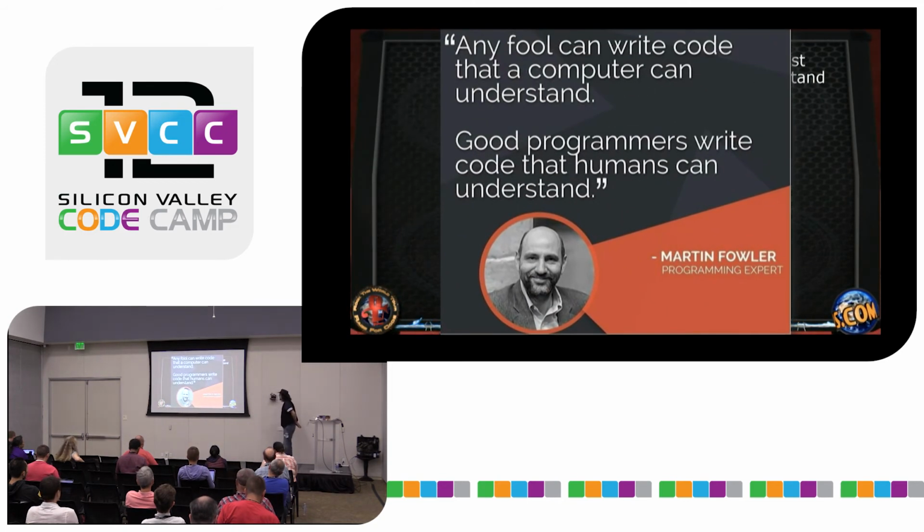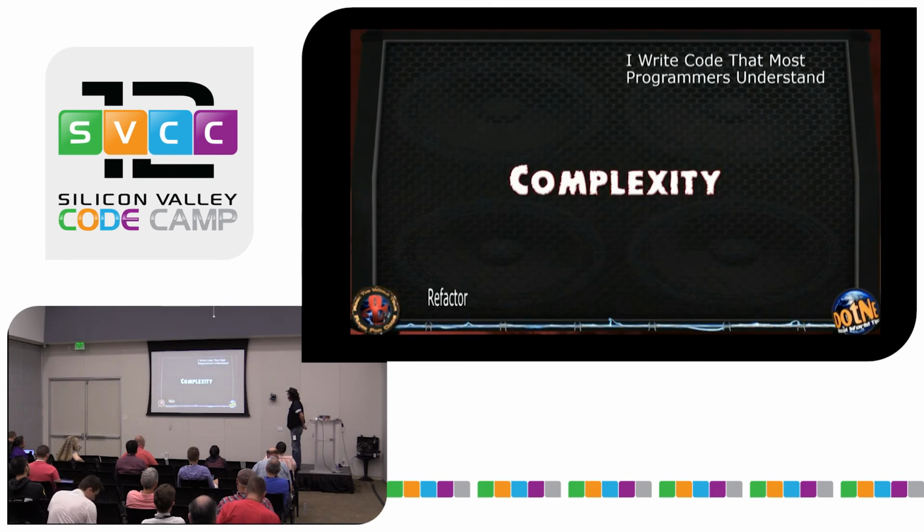So Martin Fowler, most of you have heard of him, says any fool can write code that a computer can understand. Good programmers write code that humans can understand. Yes, I thank you, Martin. Because I can say it all day long, but you'll believe him more. Because he's more famous than me.